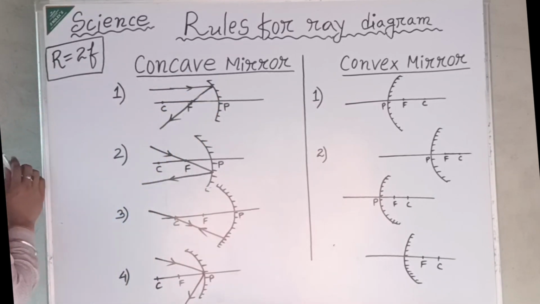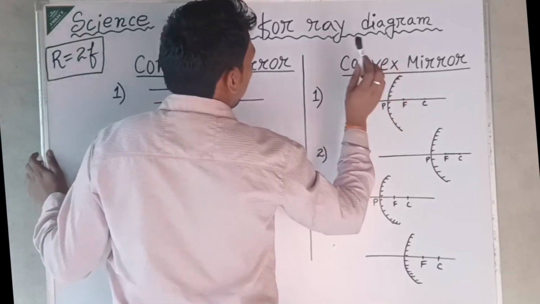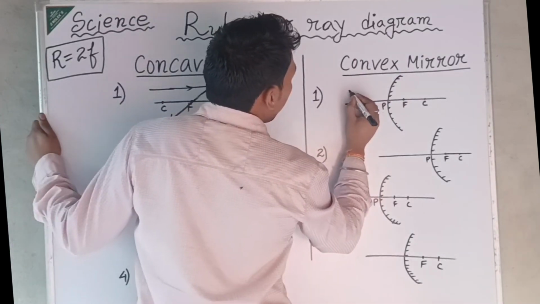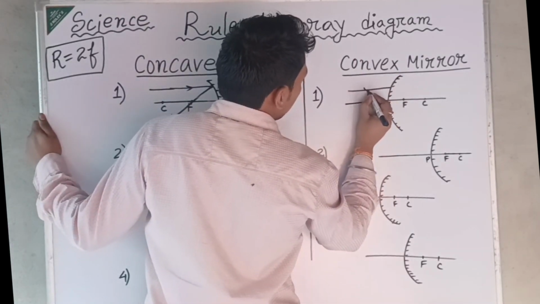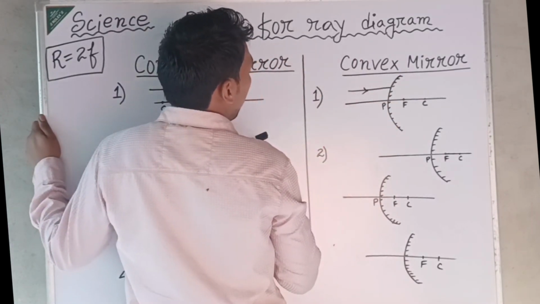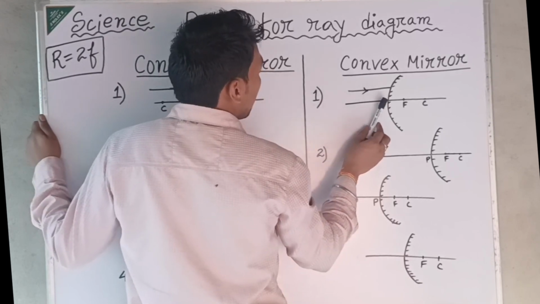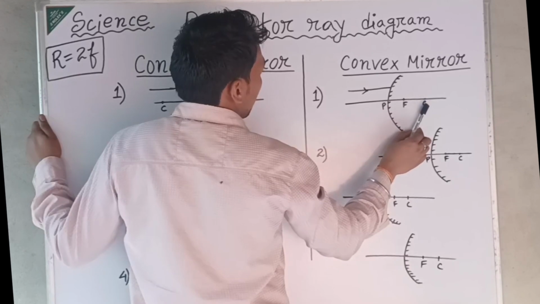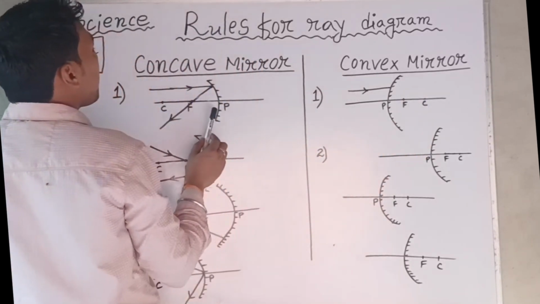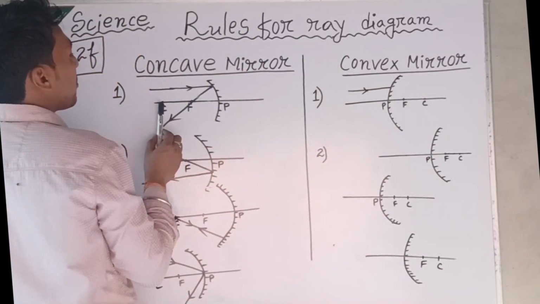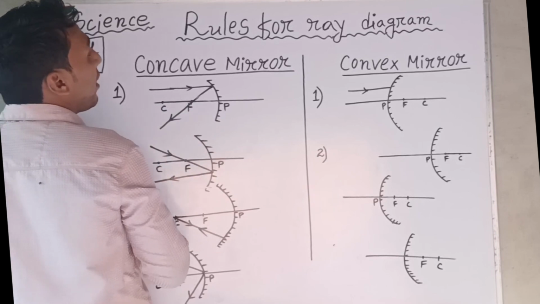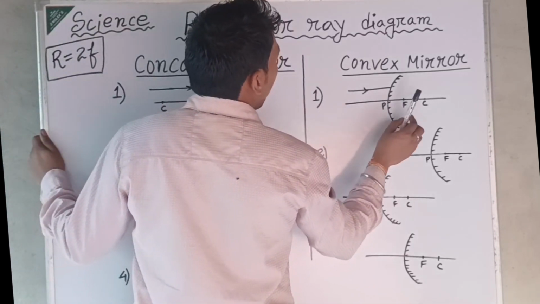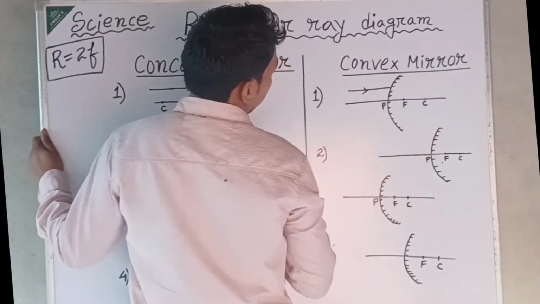Now we will see the rules for the convex mirror. When a ray is passed parallel to the principal axis, now this is a convex mirror and this is the focus and this is the radius of curvature. You see, in the concave mirror, the focus and radius of curvature are on the left hand side, but in the convex mirror, the focus and curvature are on the right hand side.